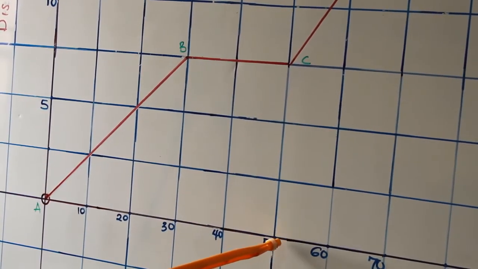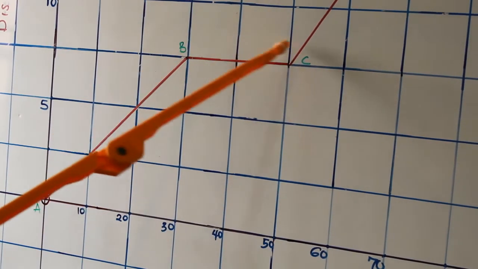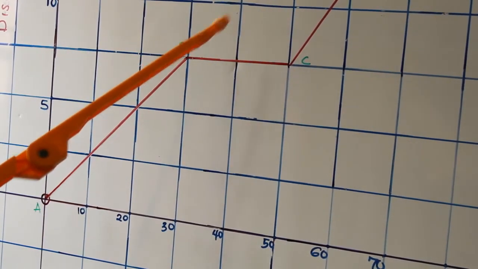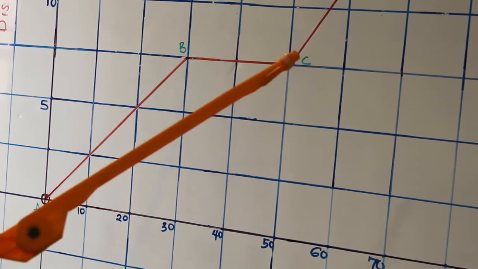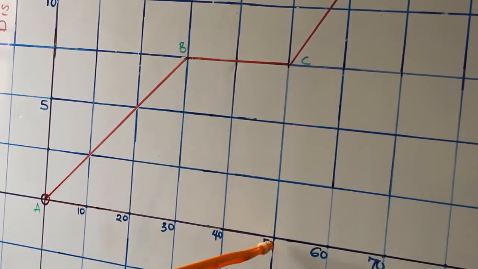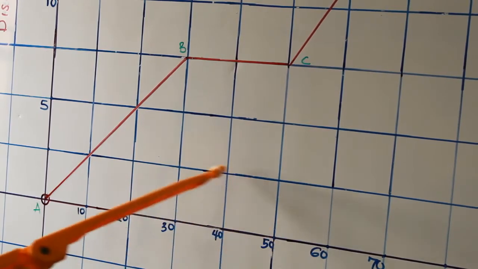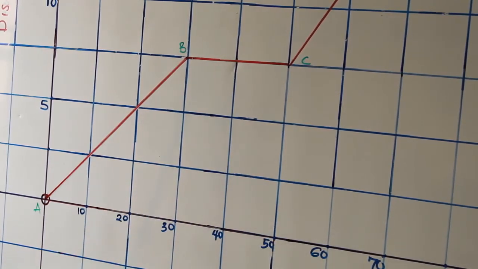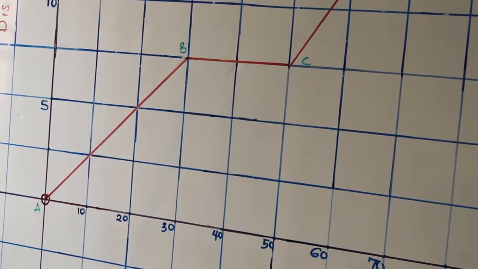minutes. Now, the difference between these will tell us how long he spent or how long he stopped. Now, the highest time there is 50. 50 minus 30 is 20, and the answer to that question is he spent 20 minutes.